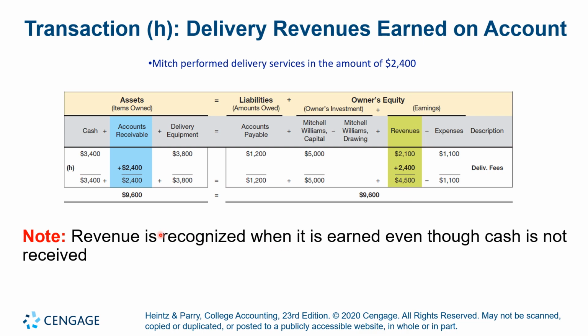And since these services were performed on account, I now have an asset called accounts receivable. Now be careful, accounts receivable is money that people owe us. Accounts payable is money that we owe other people or businesses. So here we are going to receive in the future $2,400 for performing these delivery services. So this accounts receivable is an asset account, and when I add everything up, you will see that it balances.